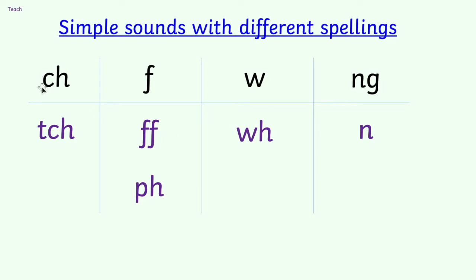commonly. So for ch, we're looking at the TCH spelling. For f, we're looking at double F and the PH spelling. For w, we're looking at the WH spelling. And for n, we're looking at the N by itself spelling. Let's talk through some examples.